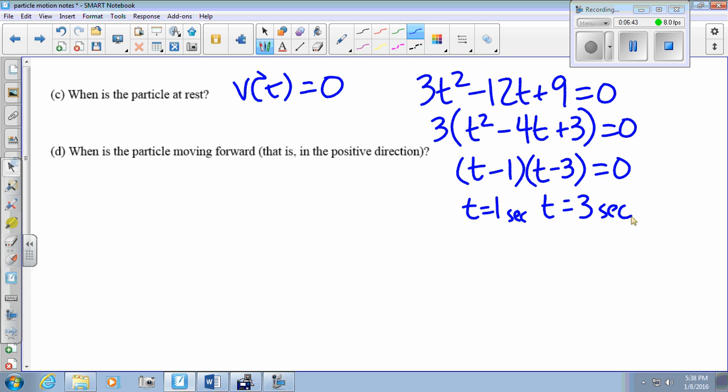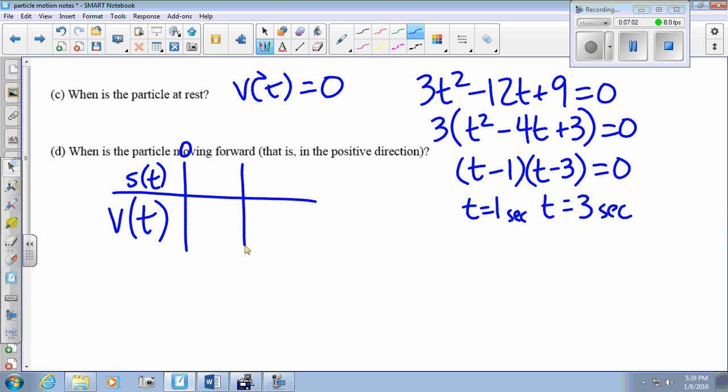or vertical axis. So what we need to do is set up something similar to our sign chart that we do when we're finding maxes and mins. So we're going to look at velocity and position, starting from time 0. Okay, then our particle stopped at time 1 and time 3, and right now we don't have an ending time, so I'm just going to leave that open-ended for right now, or you can say infinity, even though the particle's not going to keep moving forever.